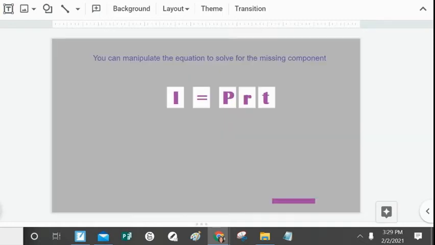You can take the equation and you can manipulate it so that you're solving for any variable. Of course, you can manipulate it once you plug all the numbers in, or you can manipulate it before you plug anything into the equation. So if I am looking to solve for principal, I have to look to get that variable all by itself on one side of the equal sign.